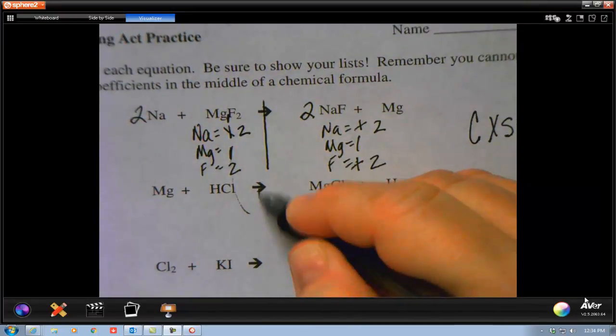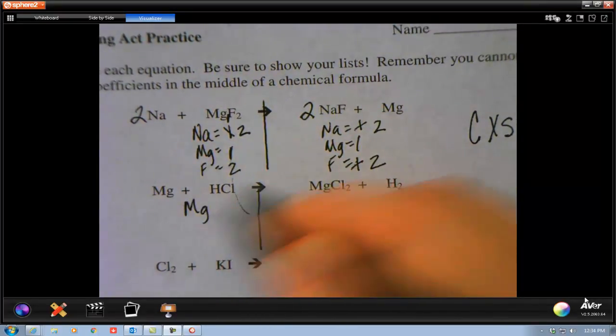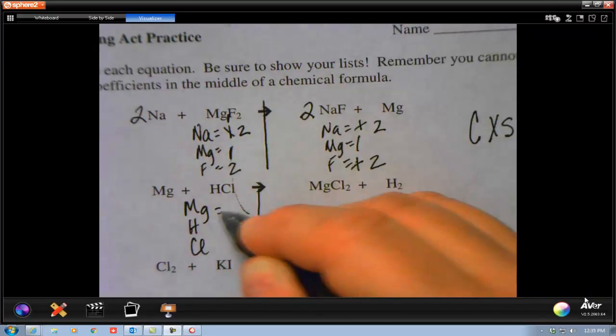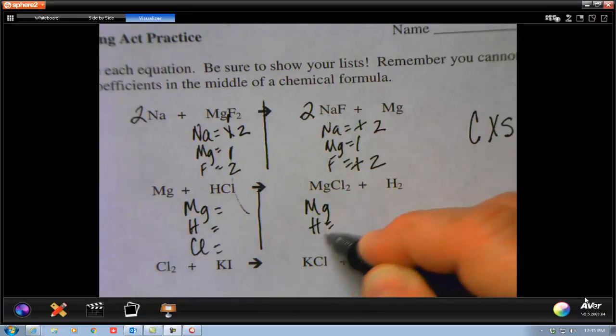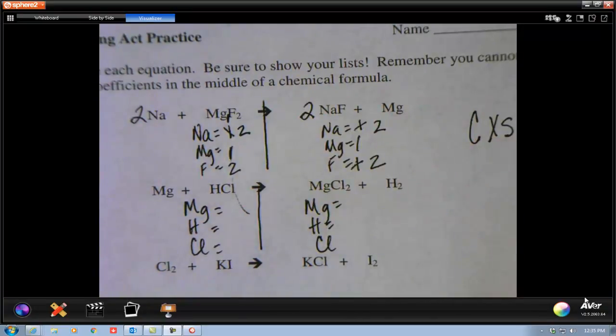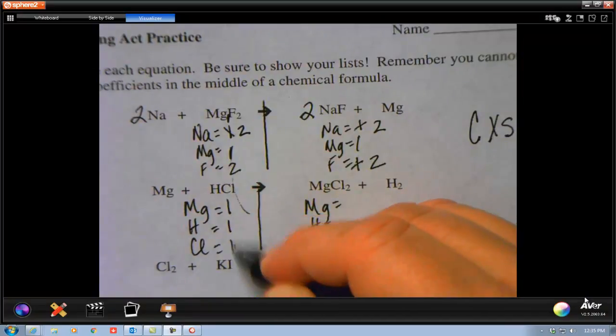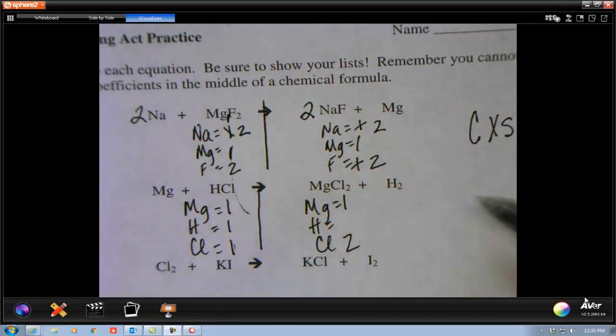Draw a line. List your elements. Again, I'm listing them in the same order, so they're easy to compare. All right, so now I see that my hydrogen and my chlorine are not balanced. In this kind of problem, you just basically start wherever you want to. I usually recommend that if hydrogen or oxygen are present, it's usually easiest to start by balancing them, and hydrogen is present right here. So let's start.